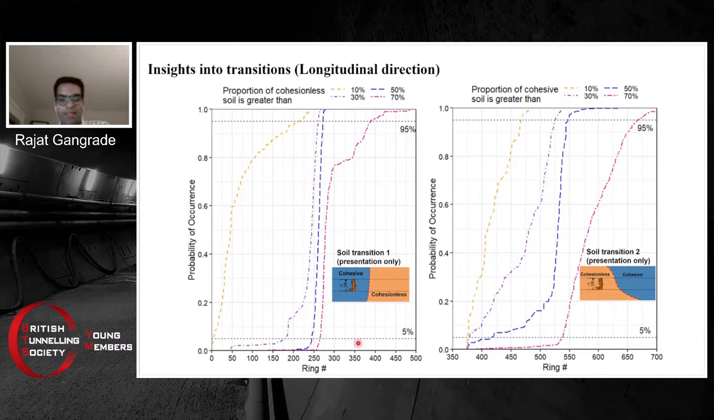As a good example, if you're looking at the blue curve over here, you can see the step function just growing gradually and then shooting up. So there is a high probability or higher number of occurrences showing that the transition to a proportion of cohesive soil greater than 50% is pretty much between these ring locations. So that's one of the insights into transitions in the longitudinal direction.